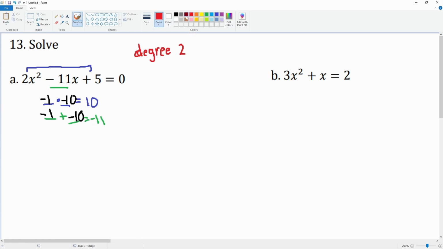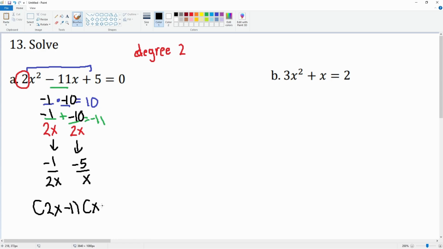All right, now we want to divide by the ax term, so we divide by 2x, divide by 2x. Let's see if it simplifies. The first one does not simplify, so it is just negative 1 over 2x. Then the negative 10 over 2x does simplify because 2 goes into each. This becomes negative 5 over x. So in factored form, it is 2x minus 1 and x minus 5, and we set that equal to 0.